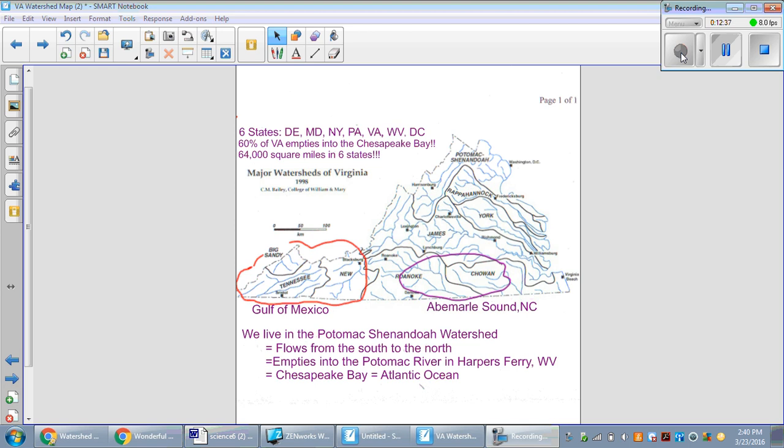Hopefully your finished map looks something like this. Now it's important to know that there's four watersheds in Virginia that are part of the Chesapeake Bay watershed. Again, that's the Potomac Shenandoah, the Rappahannock, the York, and the James. If you remember from elementary school the saying, please remember your jacket, this will help you remember these. Please go home and study this map, the locations of each of the small watersheds, the six states, and the direction that our Potomac Shenandoah watershed flows, because in 2 days you will have a quiz on this material.